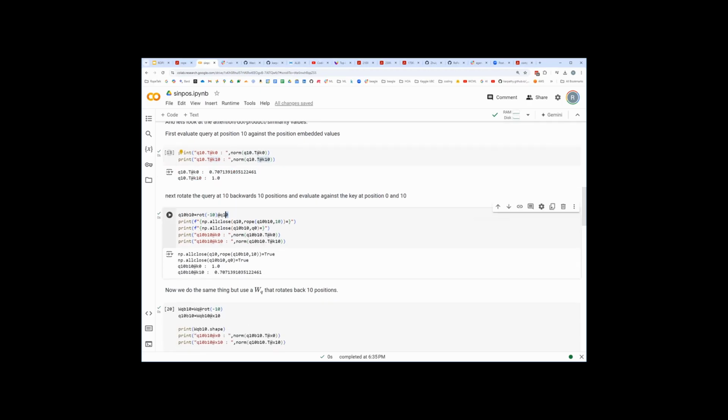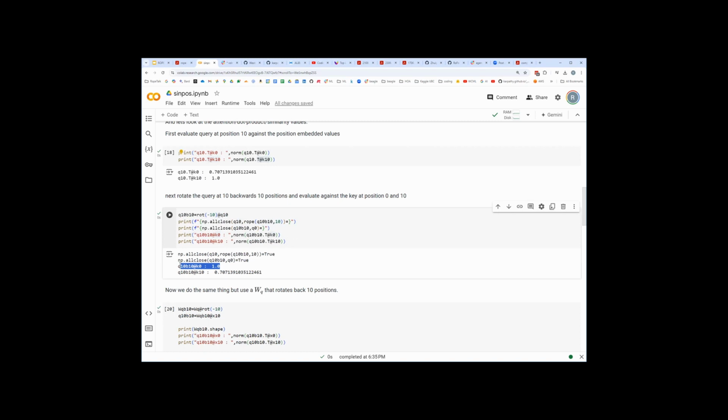And then taking a query at 10 and rotating it backwards 10 steps, you could see that the query at 10 rotated back 10 times the key at 0 is a match. So you're taking a query at location 10, rotating it back 10, and then seeing what it matches. If you attend to the original key at location 0, then that's a strong match, and it's no longer as strong of a match at the current position.